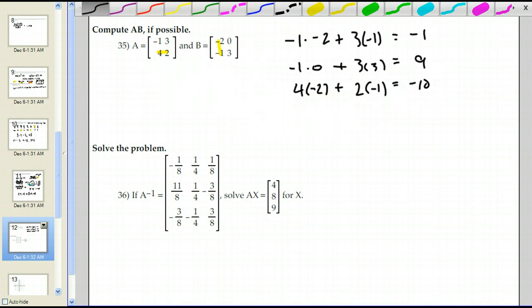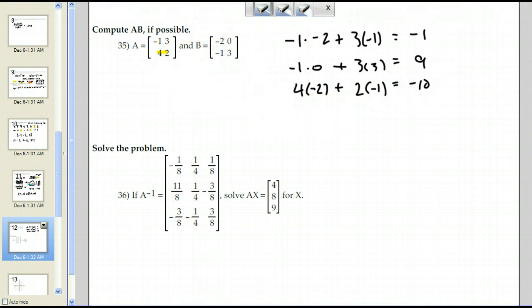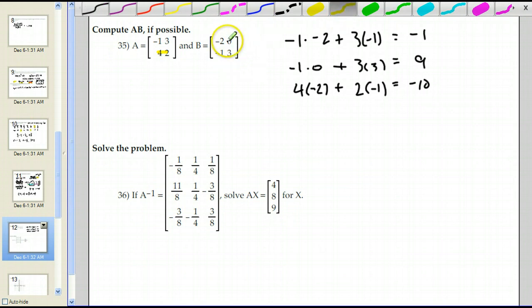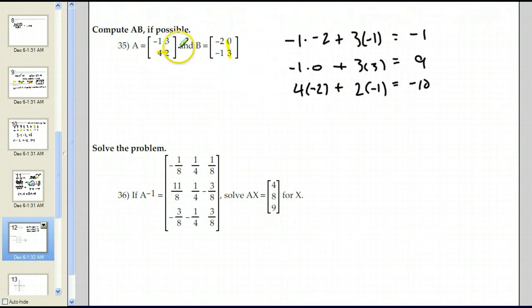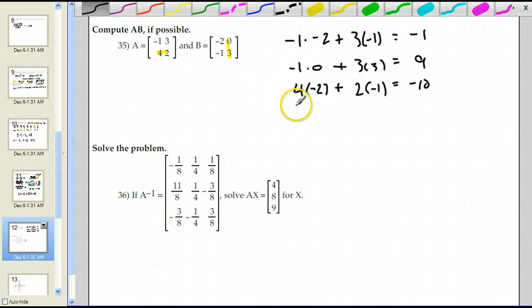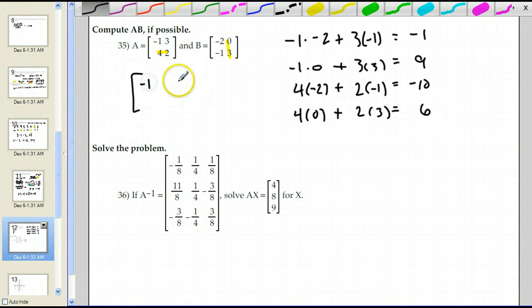Right, and then finally 4 2 times 0 3. So 4 times 0 plus 2 times 3. Alright, 4 times 0 is 0, 2 times 3 is 6. So the product of these matrices is negative 1, 9, negative 10, 6. Now you can also put that in your calculator. Again, I don't have any problem with you doing that.